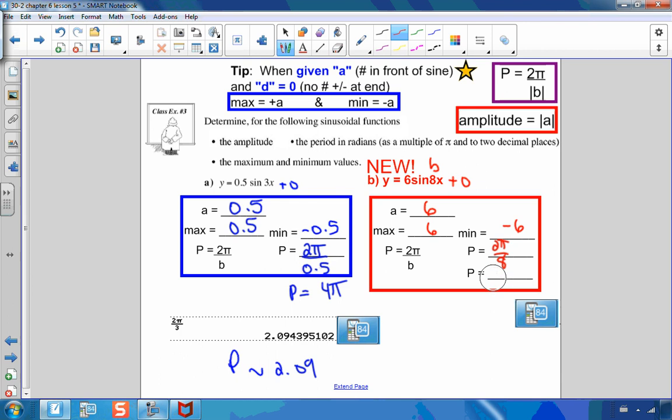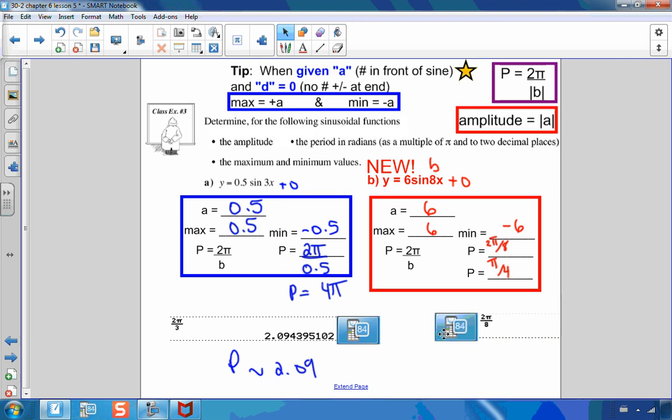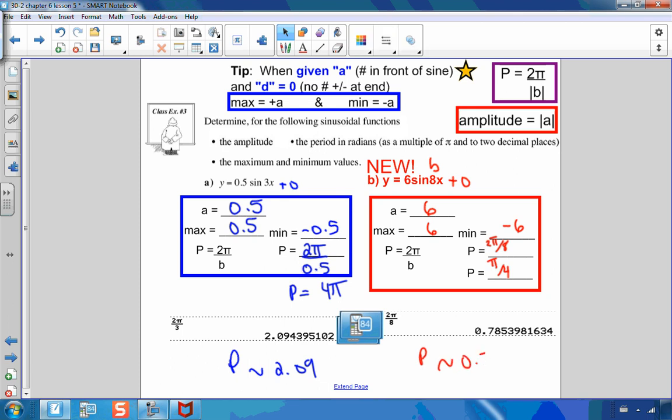That doesn't show up very well, does it? Let's try that again. So I'm going to write this as 2 pi over 8, and this is the same as pi over 4, because 2 over 8 in lowest terms is 1 over 4. That's as a multiple of pi, but I can also put that into my calculator, pi over 4, and get that my period is about 0.79 rounded.